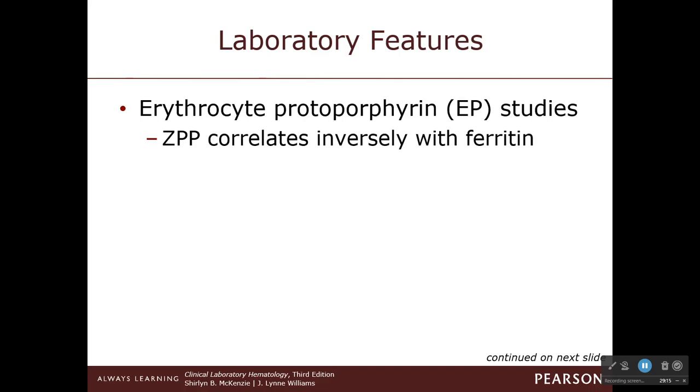Another test you can do, of course, is the erythrocyte protoporphyrin studies, and the big one is the ZPP. And this one correlates inversely with ferritin, okay? Correlates inversely with ferritin. And the reason is because zinc's taking the place of iron, so if it's increased, ferritin levels are decreased.